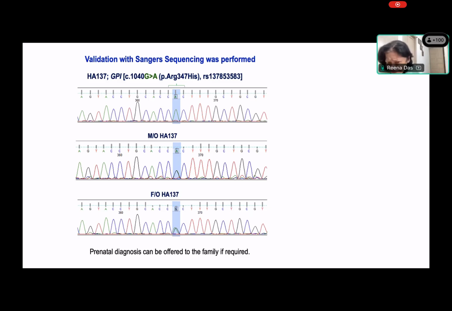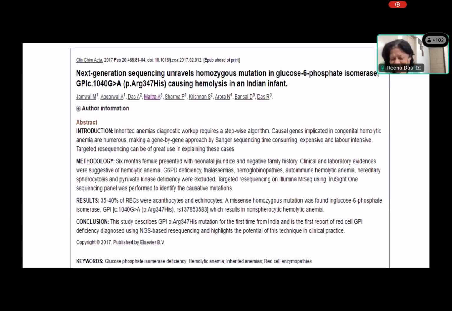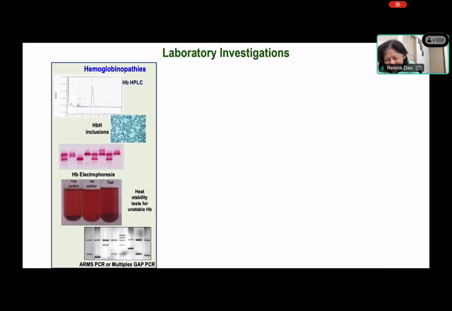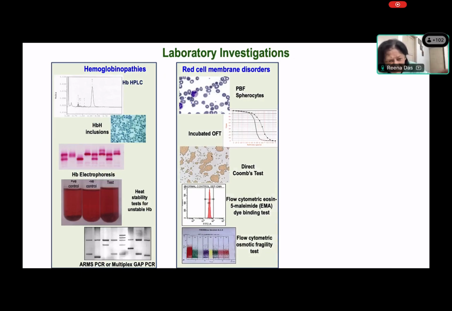So I was actually keeping a tab on the time, and because of that, I haven't really stopped in between the cases to ask the chairpersons to go in. But I'll just wind up by saying that for hemoglobinopathies, we usually do the hemoglobin HPLC and the various tests that we'll be talking about in the next class. And for red cell membrane disorders, we look at the incubated osmotic fragility test. We also do the direct Coombs test to exclude autoimmune hemolytic anemias. And flow cytometry by EMA is a good test.